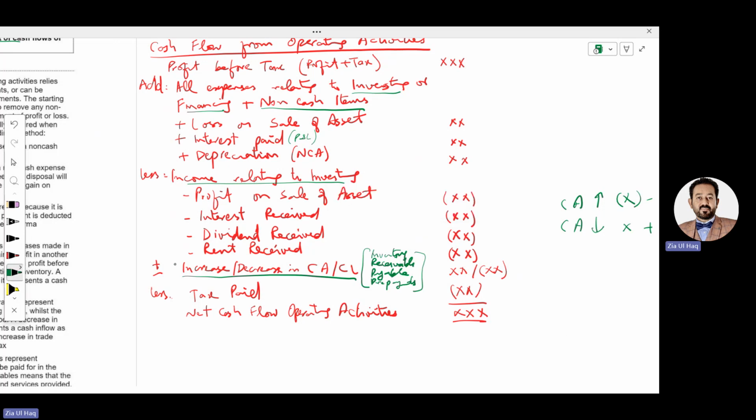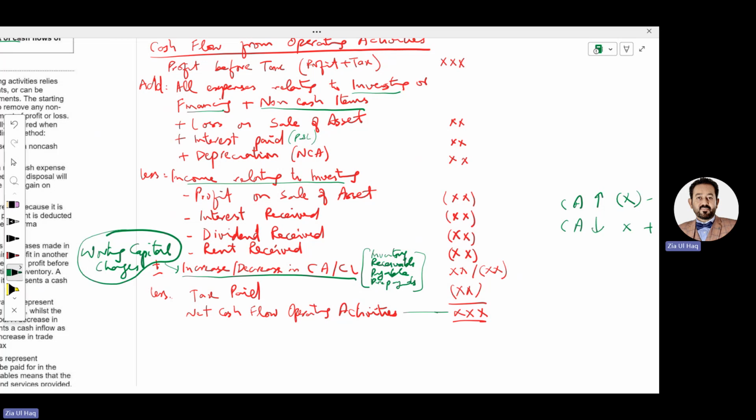This is also called working capital changes. It means we need to adjust working capital changes. Working capital changes mean increase or decrease in current assets and current liabilities. Whether we are having inflow or outflow from inventory, from receivables, from payables, from prepayments. And from this, we need to deduct tax paid. We will arrive at net cash flow from operating activities.